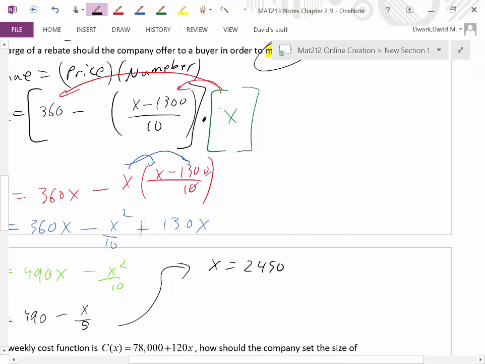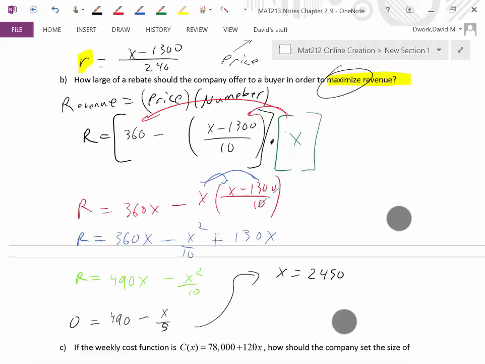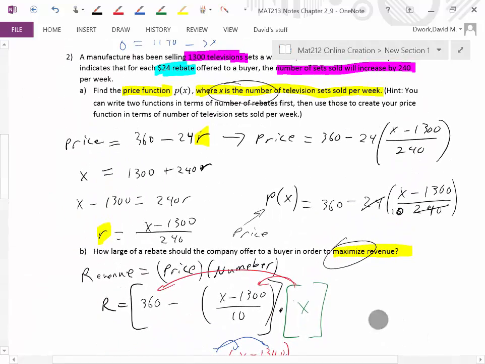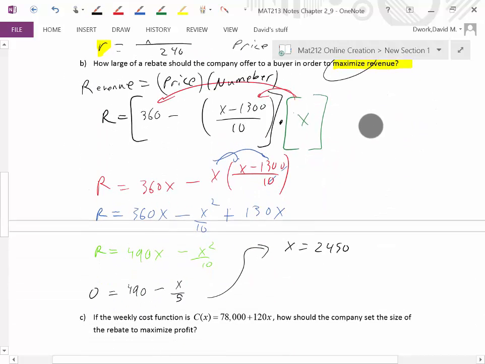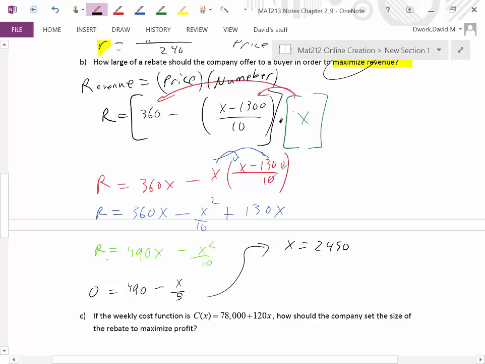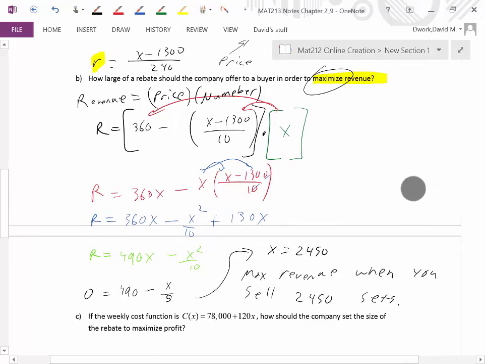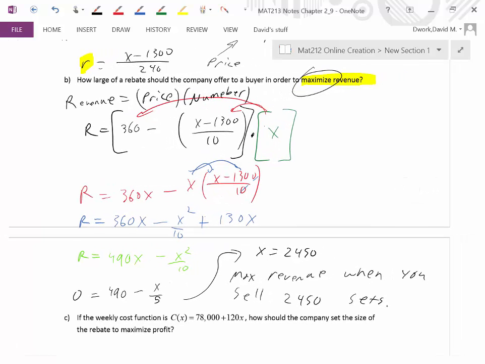So what does that x mean? Don't forget to interpret. The variable x was defined as, again, the number of television sets sold, right? So therefore, we have just found we will maximize our revenue, max revenue, when you sell 2,450 television sets.